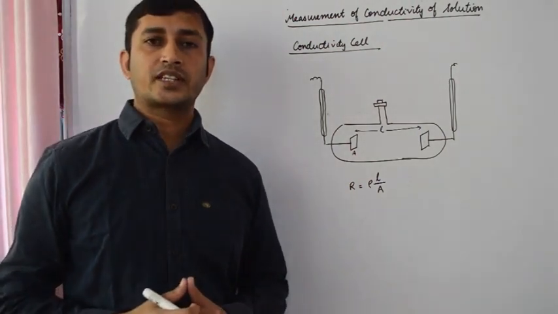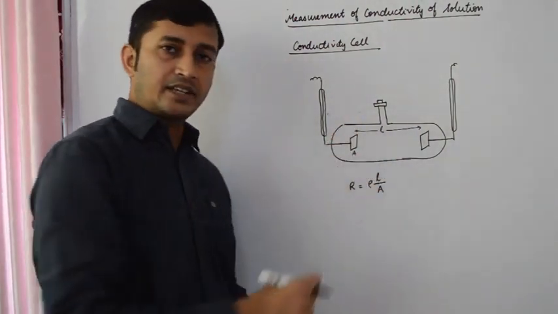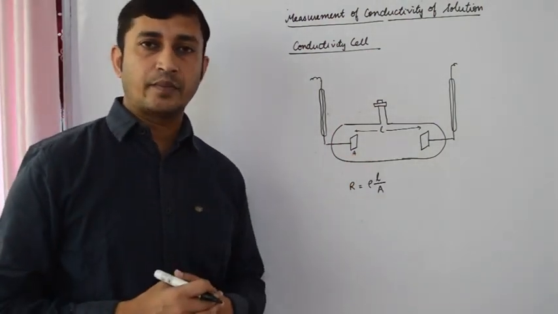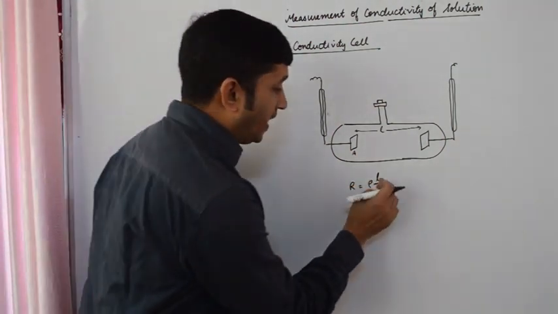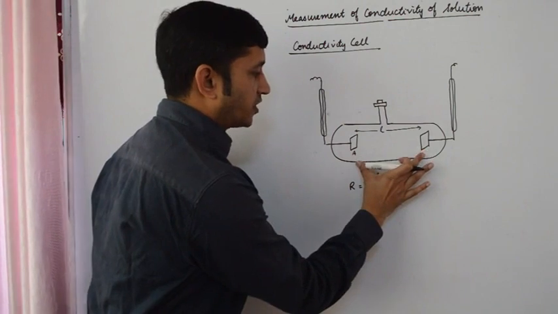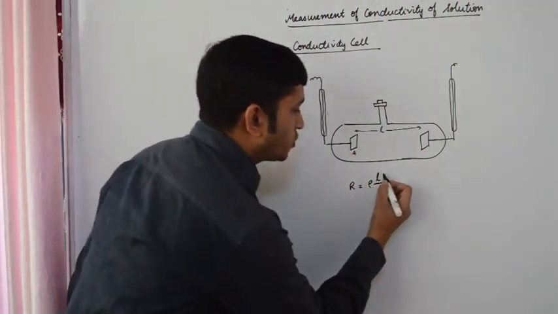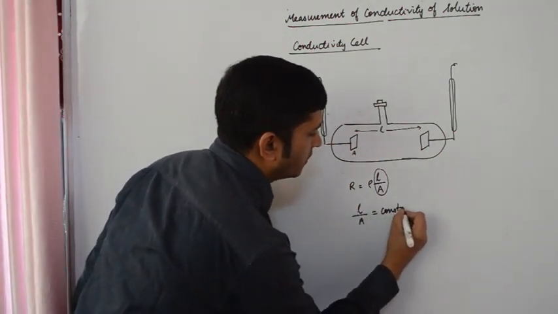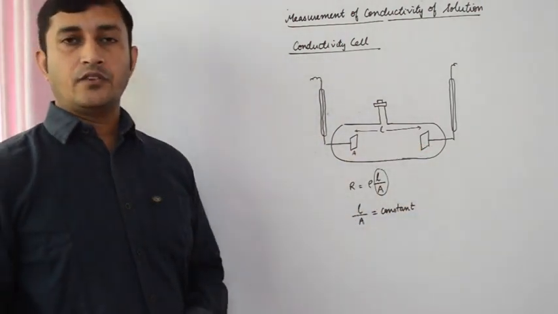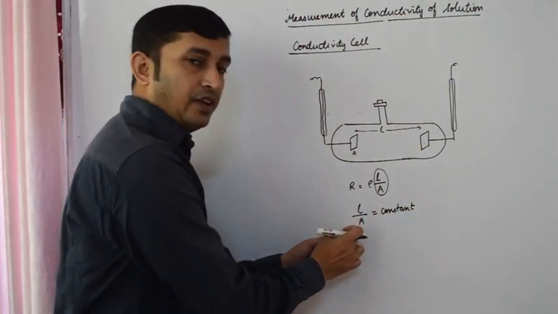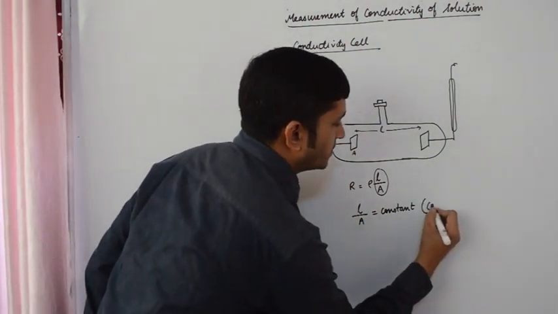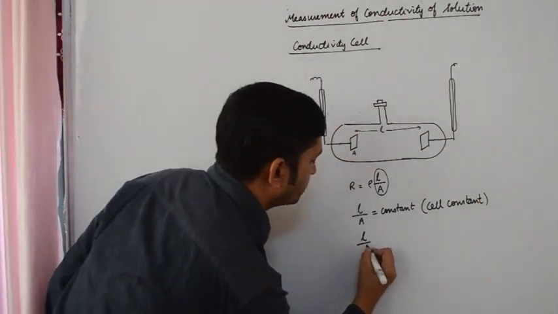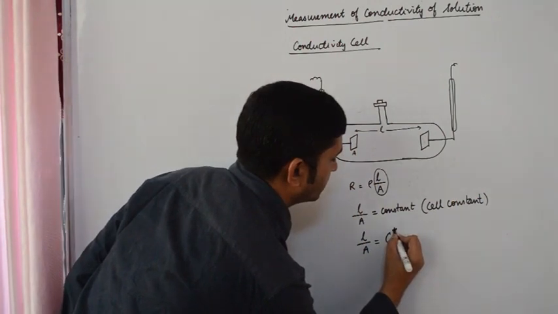Here, the solution whose conductivity we have to determine will be filled in this conductivity cell and then it will be connected to the meter bridge, and from there the value of resistance can be determined. So the quantity L upon A, the distance between the two electrodes and area of cross section of the electrode, will always remain constant for a particular conductivity cell. Whichever solution we use here, the quantity L upon A will be constant. It is known as cell constant. It is represented by G with asterisk mark.